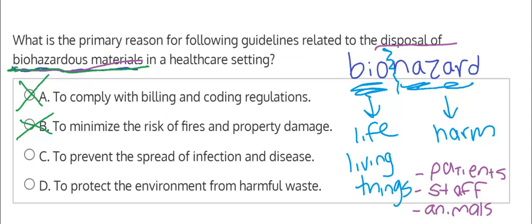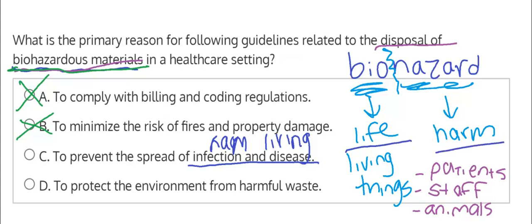Option C says to prevent the spread of infection and disease. Now, if we look, what is infection and disease? Infection and diseases are things that cause harm. So these are harmful to living things. And that's exactly what biohazards are. They are life harm or life hazards. So in that case, we want to dispose of biohazardous materials correctly in order to prevent these harmful things to living things. Choose option C.